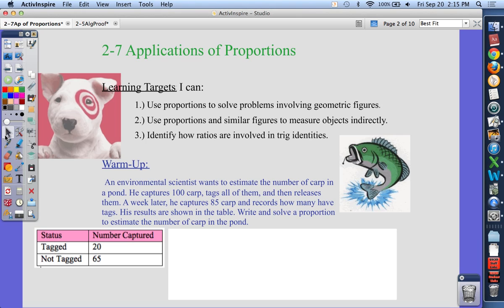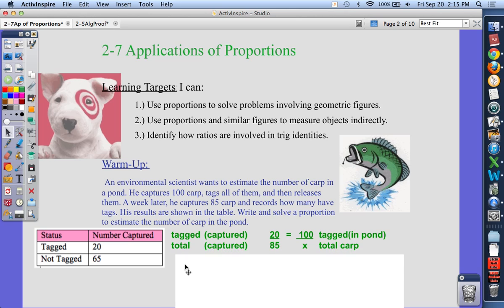You can set this up a lot of different ways, but what I like to think about is, what do I want to solve for? I want to solve for the total number of carp, which means I want my proportion to involve a total. I set mine up to say, well, 20 out of the 85 total were tagged, and that should be equal to 100 that are tagged out of the whole pond, and X is the whole pond's amount of fish.